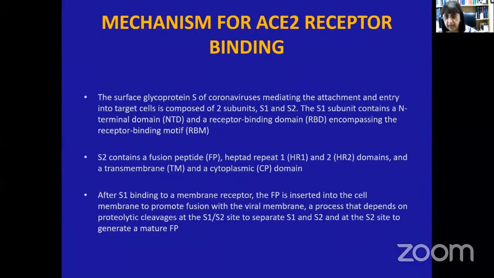And the S1 subunit has a receptor binding domain. The S2 contains a fusion peptide, which is necessary so that at the end of the cleavage, S1 binds to the membrane receptor, and the FP portion, which is the fusion peptide portion of S2, inserts itself into the cell membrane to promote fusion with the viral membrane, and that requires proteolytic cleavage, so that you need to have not only the S1 and the S2, but you also need to have a proteolytic enzyme that causes this cleavage and allows the binding to occur.